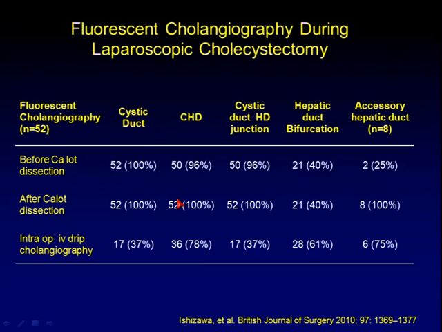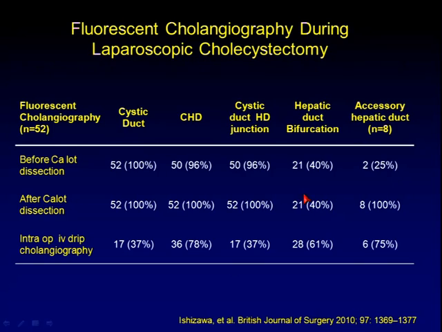And so you can see before dissection of the triangle of Calot, they were able to identify the cystic duct in 100% of patients, the common hepatic duct in 96% of patients, the cystic duct-hepatic duct junction in 96% of patients, hepatic duct bifurcation in 40% of patients, and the accessory hepatic ducts in the 8 patients that had them, in a quarter of the patients.